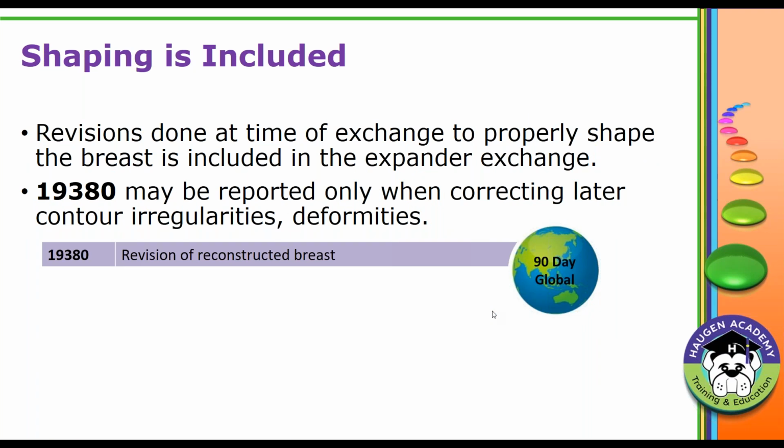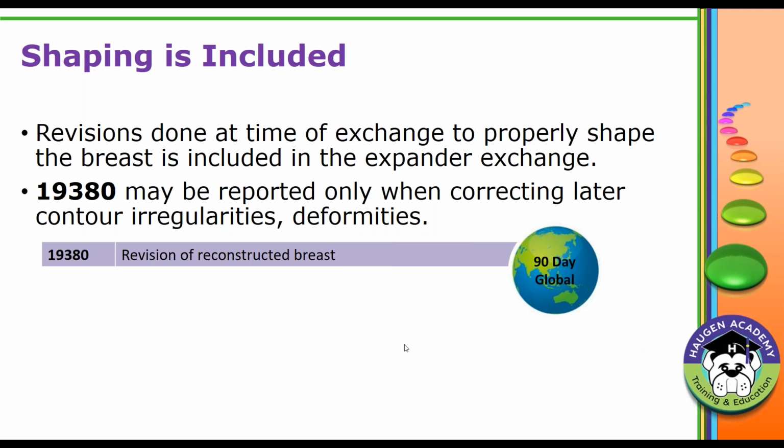Any revisions done at this time to properly shape the breast are included in the expander exchange. Because the breast is not fully reconstructed until after all stages are complete, 19380 may be reported only when correcting later contour irregularities or deformities. So if you're billing 19380 at the time of the exchange, it's just like filing a claim for something that's still in process of being done.